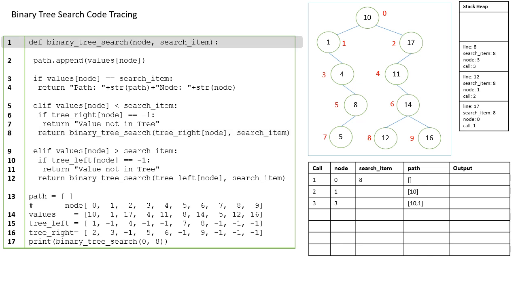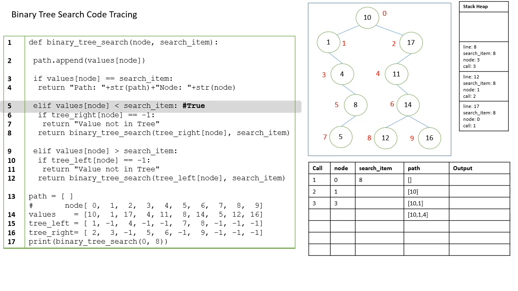Now we go inside the function binary tree search for the third time. We append the value at index position 3, which is now 4. So that's referencing the third node here, the value 4. Next, we evaluate to see whether we found our search item. That's false.